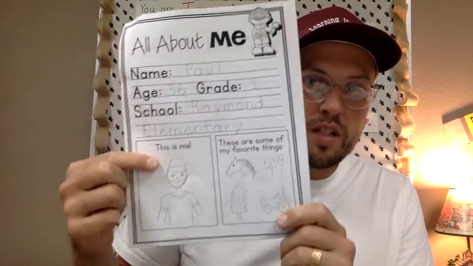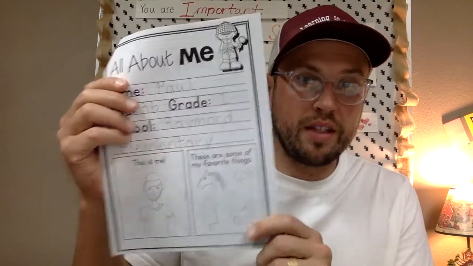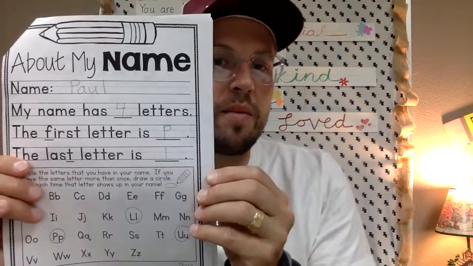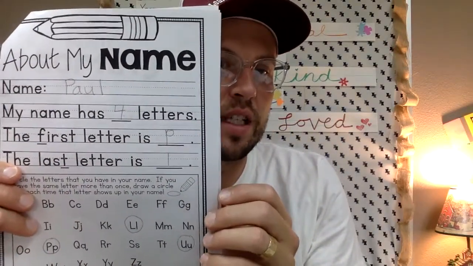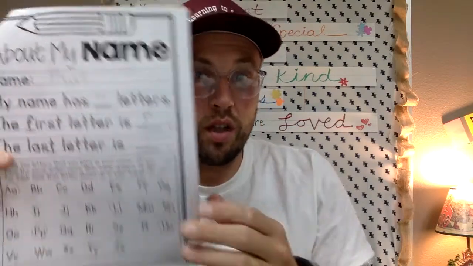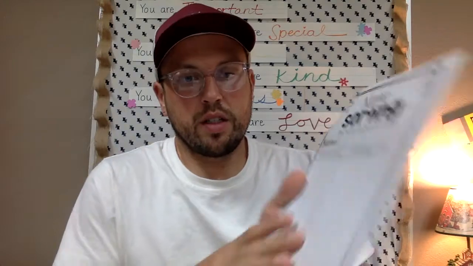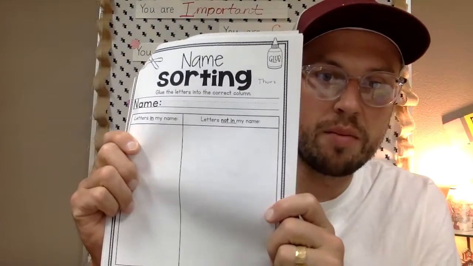We drew a picture of ourselves and some of our favorite things. Then we turned the page and we did a little bit more talking about our name, how many letters it has, what the first letter is, the last letter. We circled all the letters in our first name. So today, what I want you to do is turn to this page, name sorting.